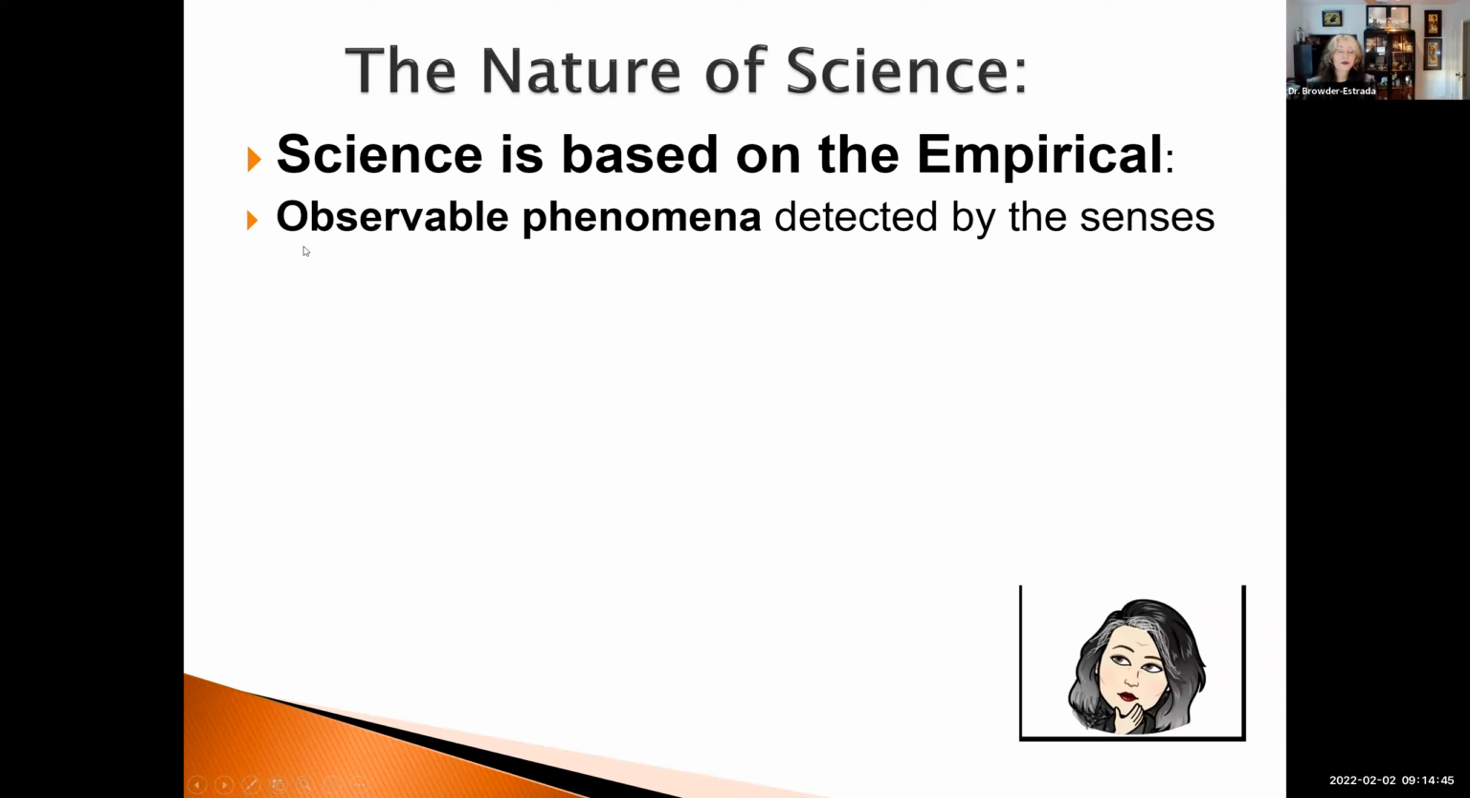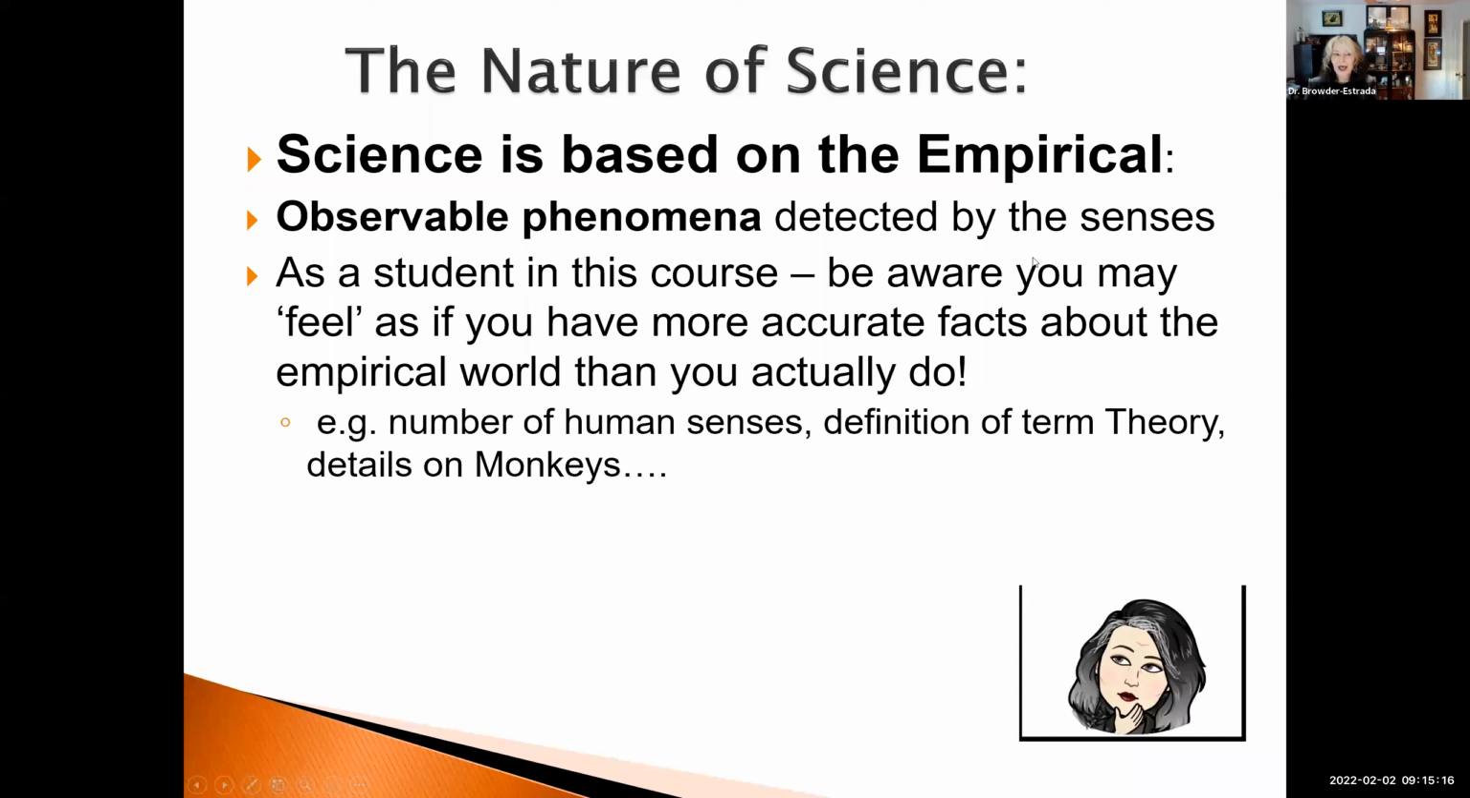So, observable phenomena that's detected by the senses. At a certain point in our understanding of humans, by collection and analysis of empirical data, we know that eventually humans started to notice that there was phenomena that maybe a human's senses couldn't hear or see, but that other organisms could, and that we did need to invent ways to collect that data.